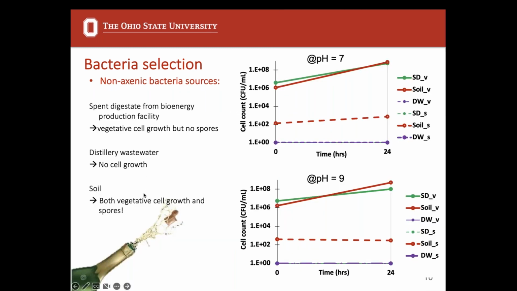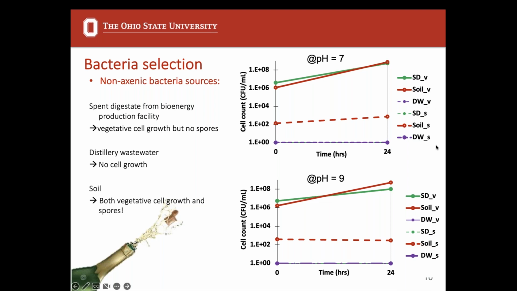Okay, so here I'm showing on the graphs the number of cells at the initial 0 hour and after regrowing in solution for 24 hours for all three samples. The spent digestate from the bioethanol refinery is the SD. The DW is the distillery wastewater, and the soil is what's labeled soil. There's one more piece of information here is that the top is labeled with a V. Those are the vegetative cells, and then the S is the number of spores.